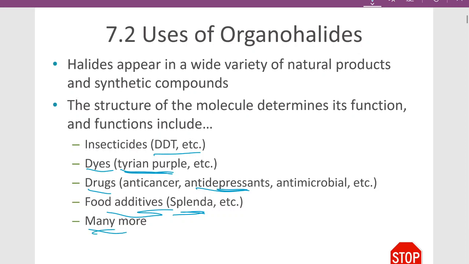They're in natural products. They're also in synthetic products and drugs. They're very important. They're also used to make plastics. They're just very important compounds. All right, so that ends our discussion on naming alkyl halides, and in the next section we will move on to some reactions.